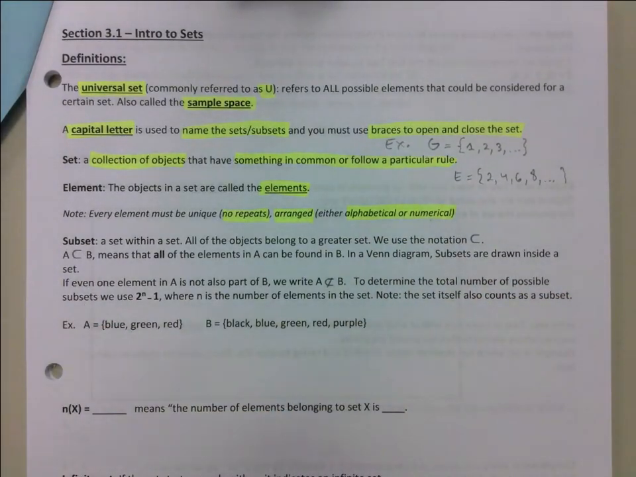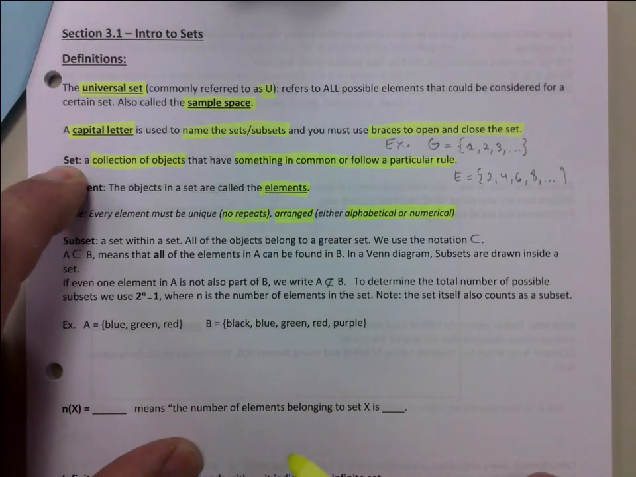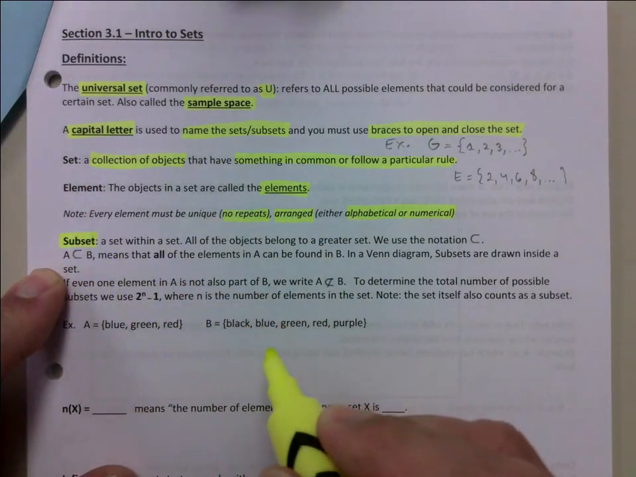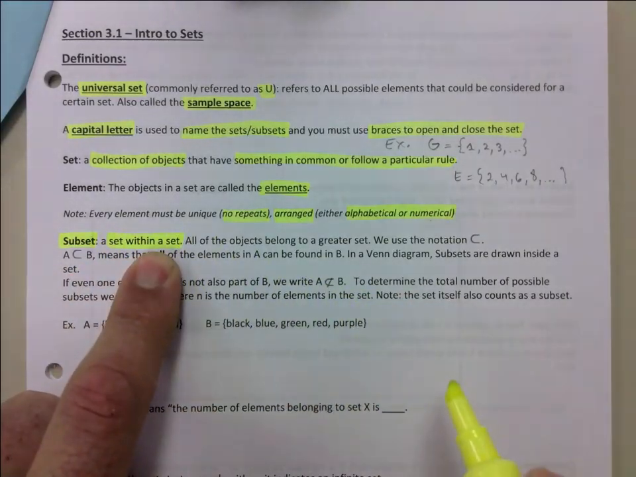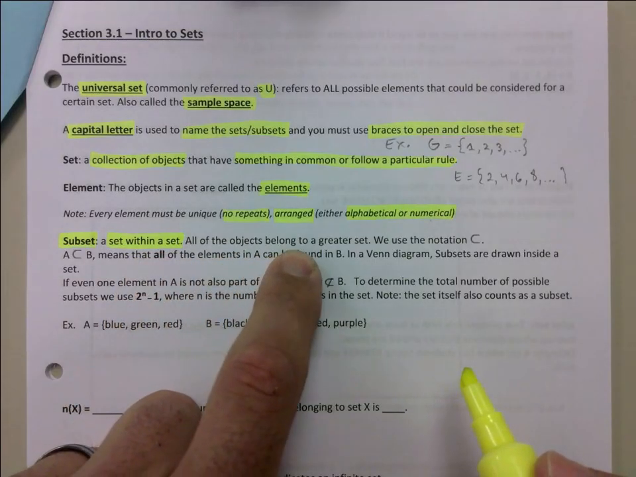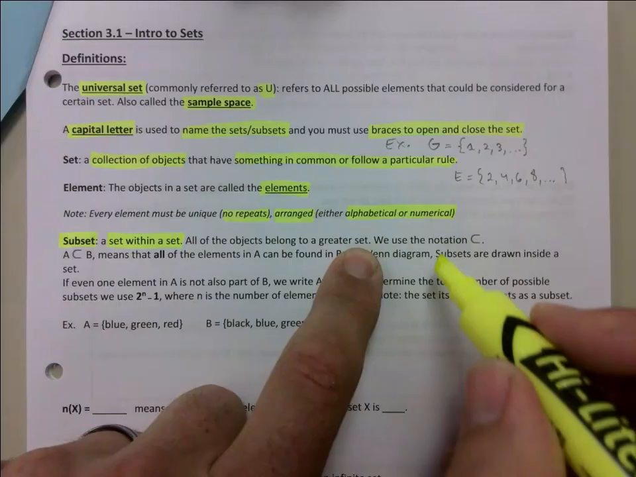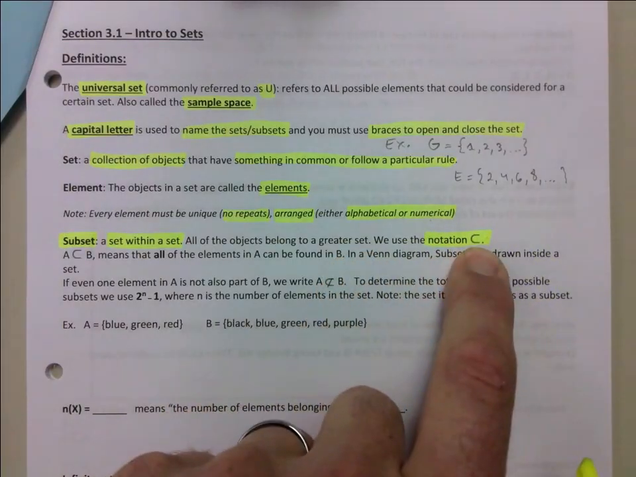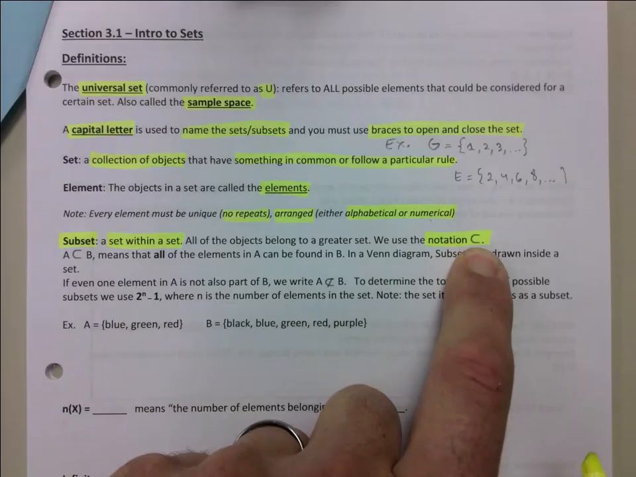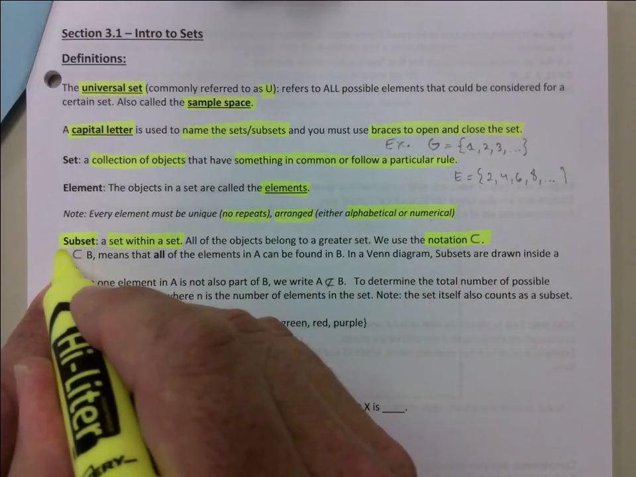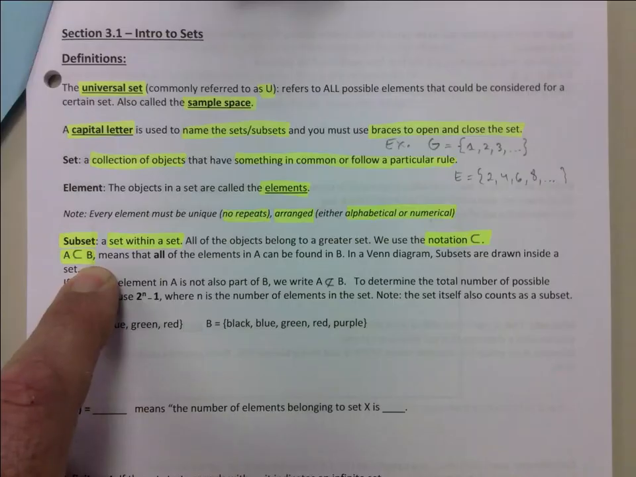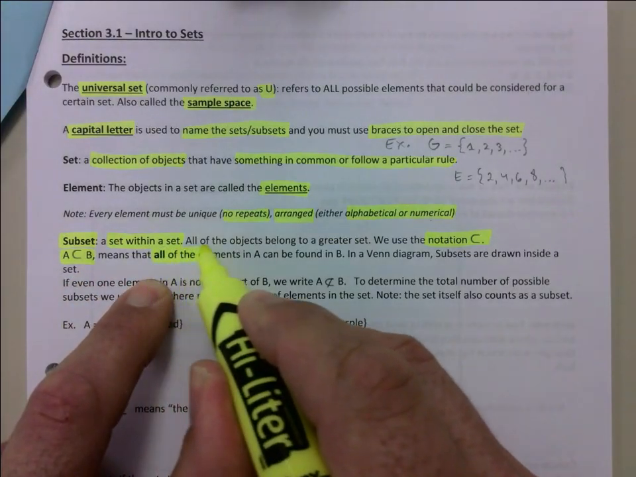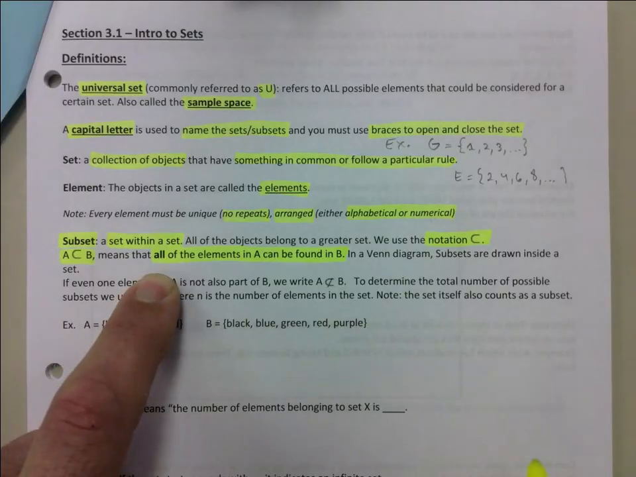Subset, so this is where it changes a little bit. So you've got your set, and then you have subset. Okay, it's a set within a set. All of the objects belong to a greater set. We use the notation, it's a sideways C almost. So if you ever have this notation, A is a subset of B, that's what that is saying. So that means that all the elements in A can be found in B.